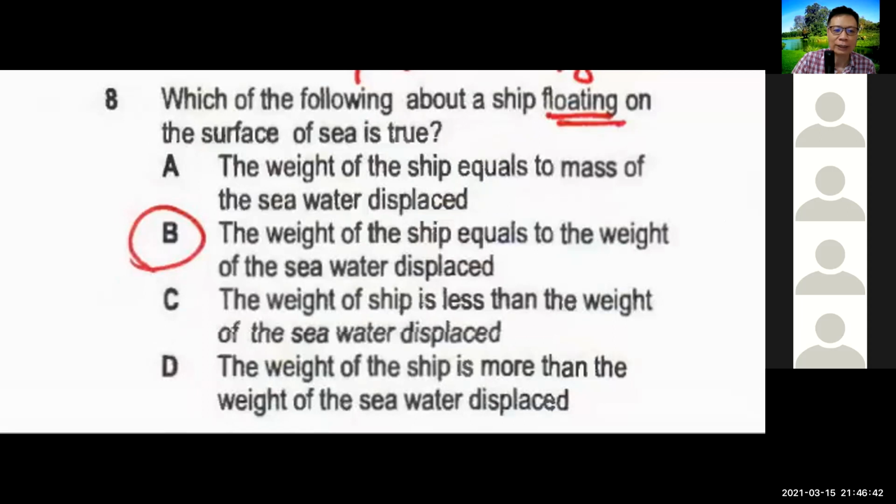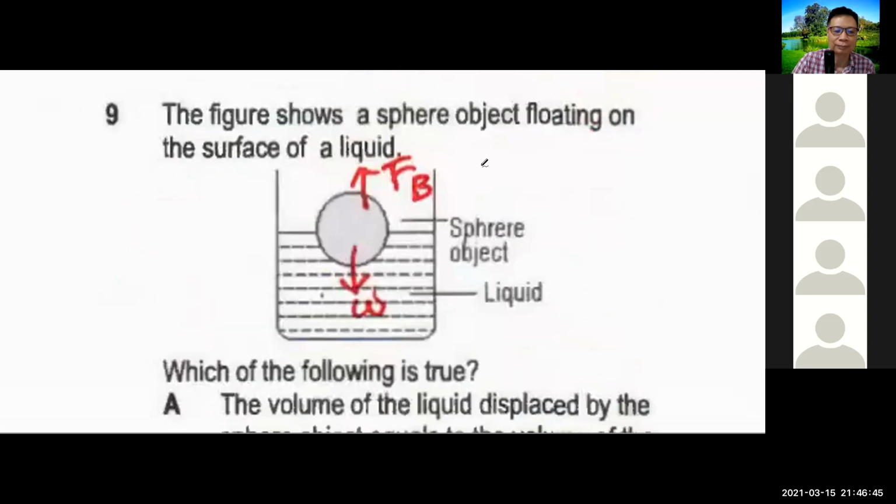Okay, one last question, number 9. Which one is the answer? The figure shows a sphere floating. So which of the following is true? A, B, C, D. Which answer is correct? Okay, come on, please. Student, give an answer. Still waiting for your answers for number 9. This object is floating, so which answer is correct?